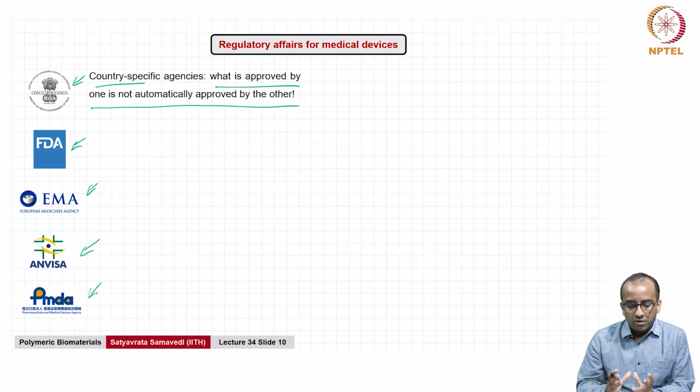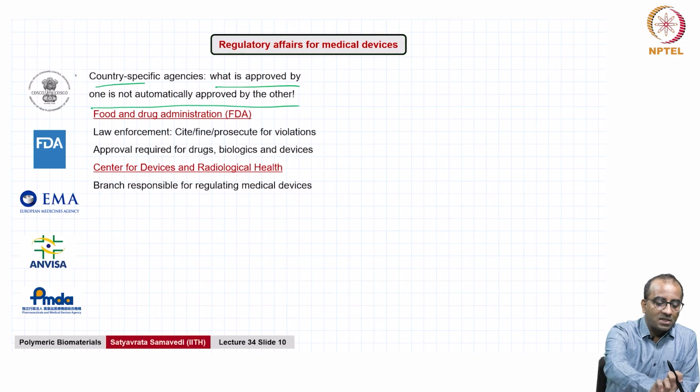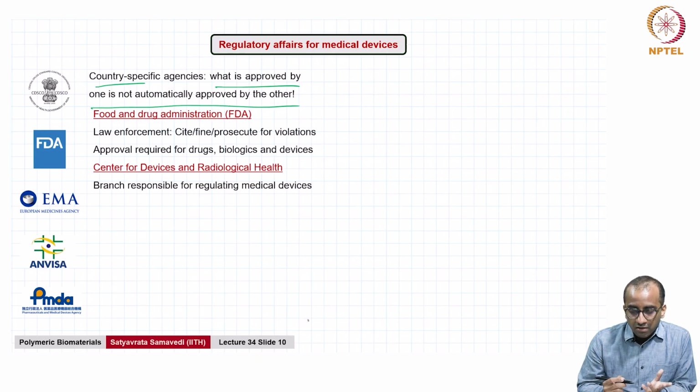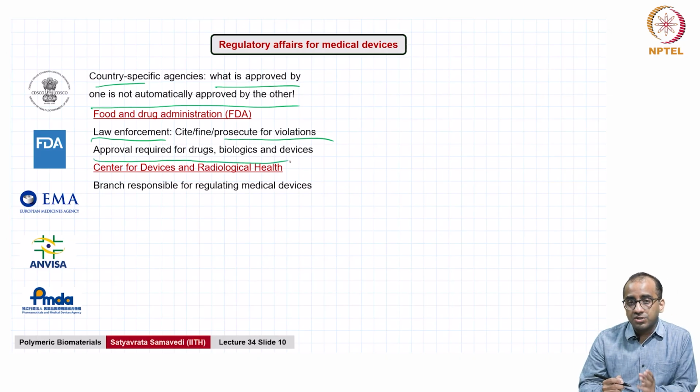So, instead of looking at a generic pathway, what we will do is focus on the FDA as an example, and I will give you a 2-slide summary of a very complex approval process pathway. And the hope is that when you come across similar approval workflows for other regulatory agencies, it will be easy for you to contextualize. So, with those two caveats in mind, we will quickly take a look at the FDA's approval pathway for medical devices. Firstly, we note that the FDA is a law enforcement agency. It can cite, fine and prosecute for violations, and it provides approval for drugs, biologics and devices.